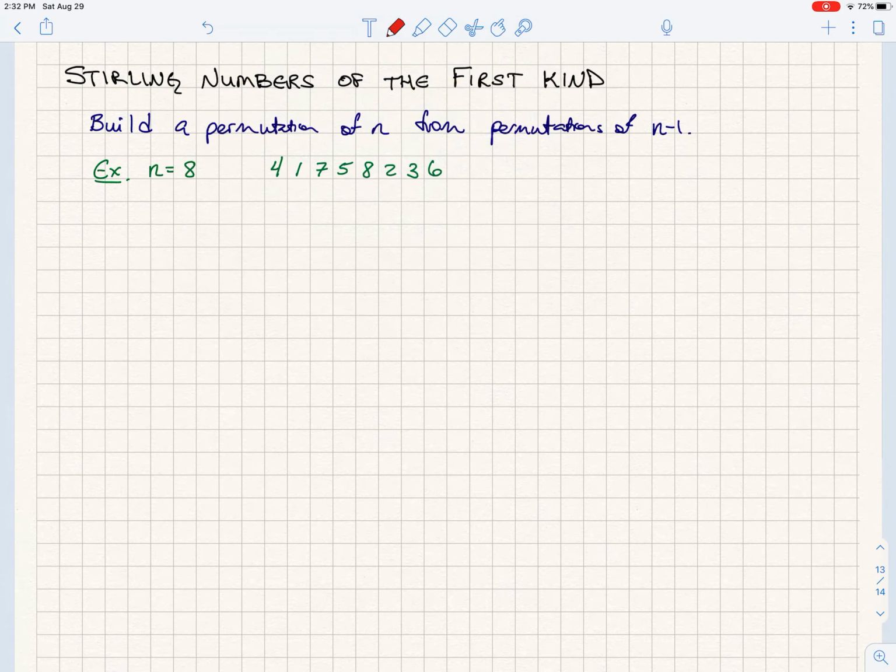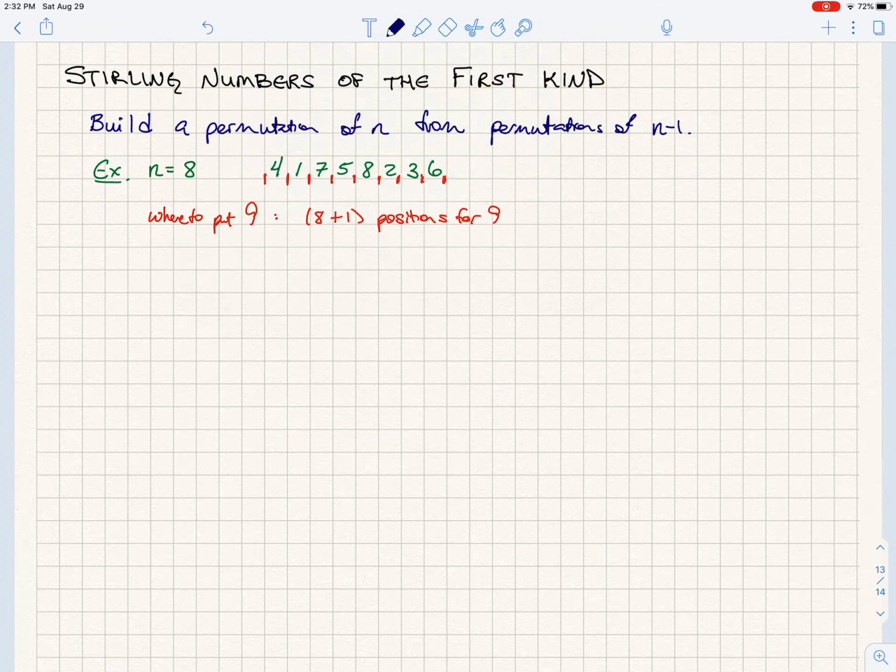And we can think about how many ways we can add 9 to this to make it a permutation of 9. Well, where to put the 9? I could put it here in front of the 4, I could put it here after the 4, after the 1, after the 7, 5, 8, 2, 3, 6. So in general, there are going to be 8 plus 1 positions for the 9 to go.